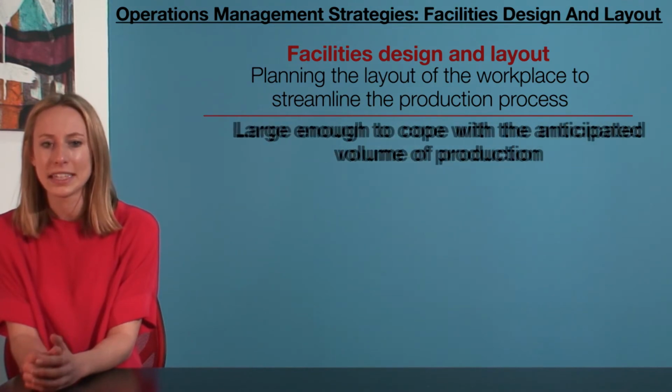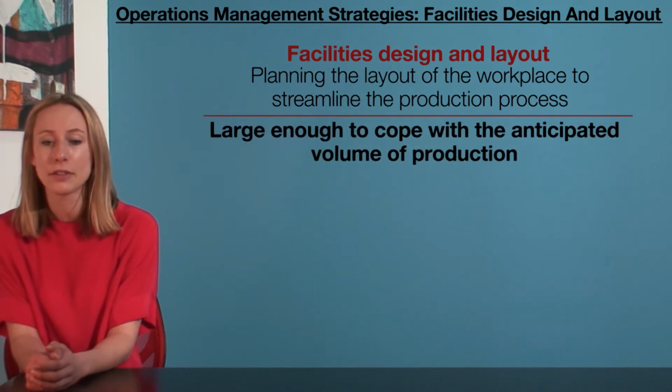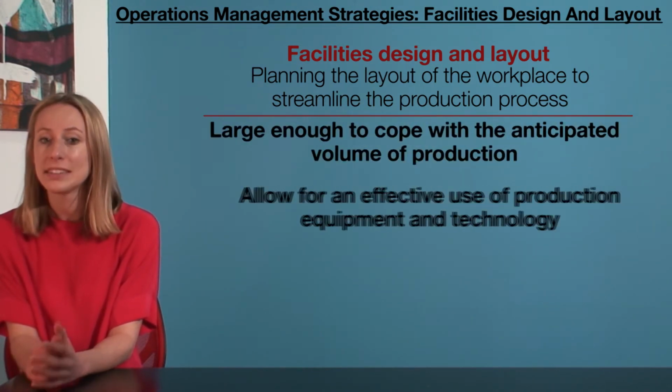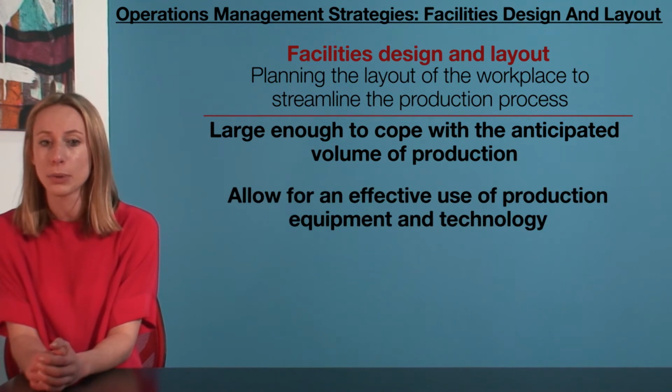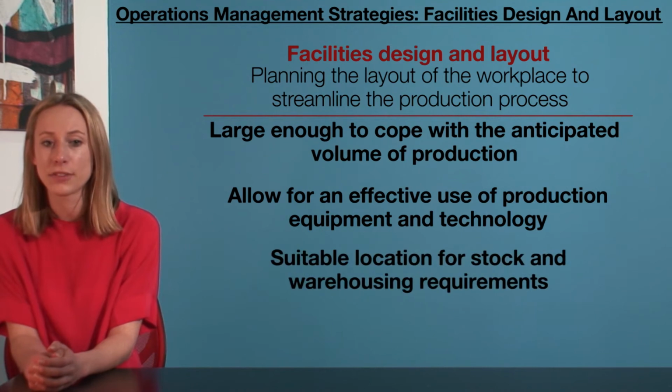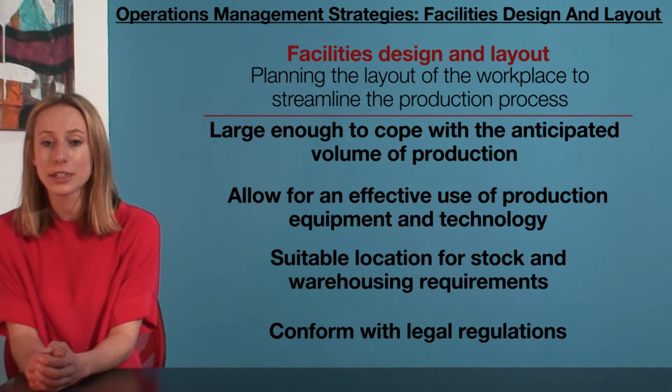The physical space needs to be large enough to cope with the anticipated volume of production. The space needs to allow for an effective use of production equipment and technology. It also needs to be a suitable location for stock and warehousing requirements. And finally, the warehouse needs to conform with legal regulations.